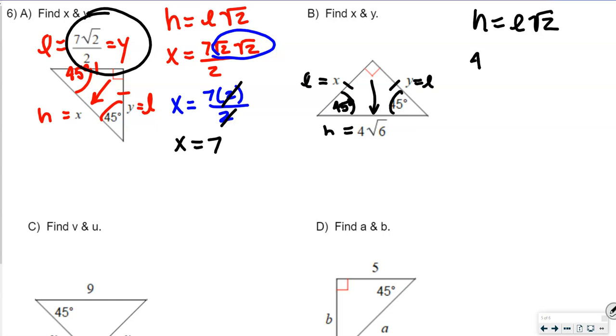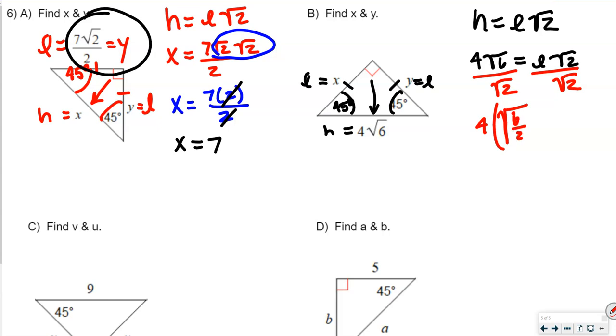So we're going to say 4 square root of 6 is equal to L square root of 2. We're going to divide both sides by the square root of 2 here. Now this is going to take you back to your properties of a radical. So what we can do here is we can say 4 times the square root of 6 divided by 2. We can bring it right underneath one radical because it's the same thing. That's going to be equal to L. So this answer is going to be the 4 square root of 3.